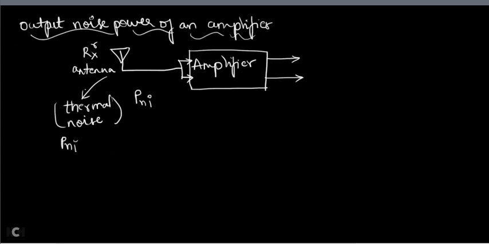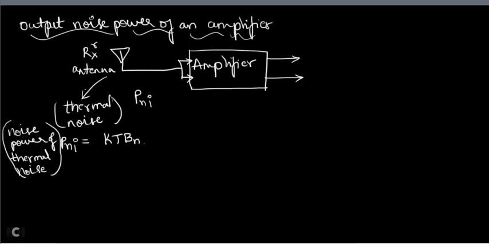We know the noise power of the thermal noise. The thermal noise power is given by KTBn. For any thermal noise, you should remember the noise power is given by KT into Bn, where K stands for the Boltzmann constant, T stands for absolute temperature, and Bn stands for noise bandwidth.